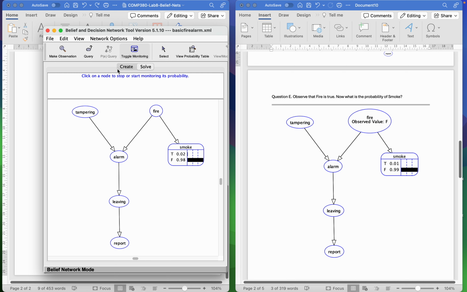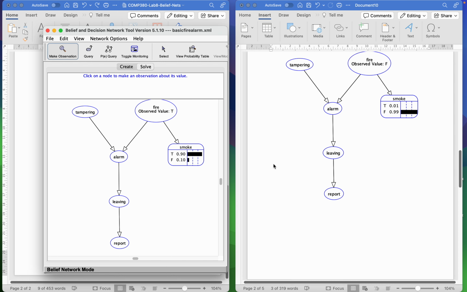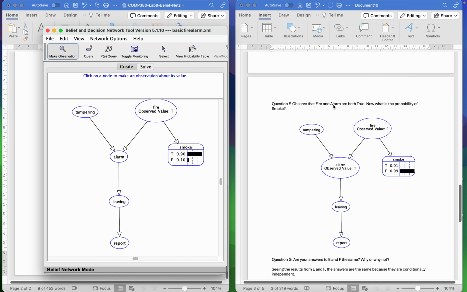Then in the next part, observe that fire is true. Let's set the condition of fire to be true. Okay, we can see there is a change. There is a high probability of 0.9 that smoke is present, and it is being observed. Observe the fire alarm and alarm, they're both true. Let's make the observation that alarm is true. We can see the alarm is true, but there is no real effect on smoke.